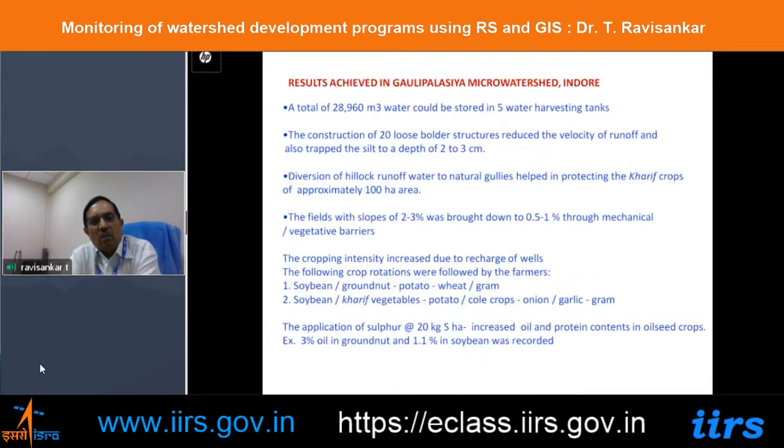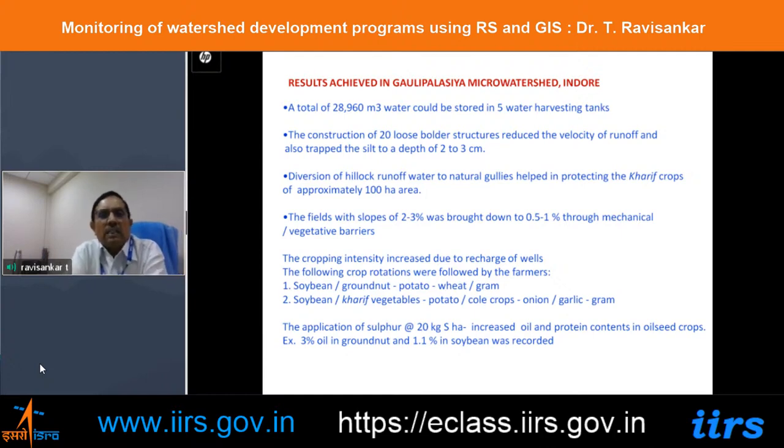And finally, the impact we could see after implementation, after about 2 to 3 years, is that a total of 28,960 cubic meters of water could be stored in 5 water harvesting tanks. The construction of 20 loose boulder structures reduced the velocity of runoff, and we could also trap silt to a depth of 2 to 3 centimeters. Diversion of hillock runoff water to natural gullies helped in protecting the Kharif area to the extent of 100 hectares.